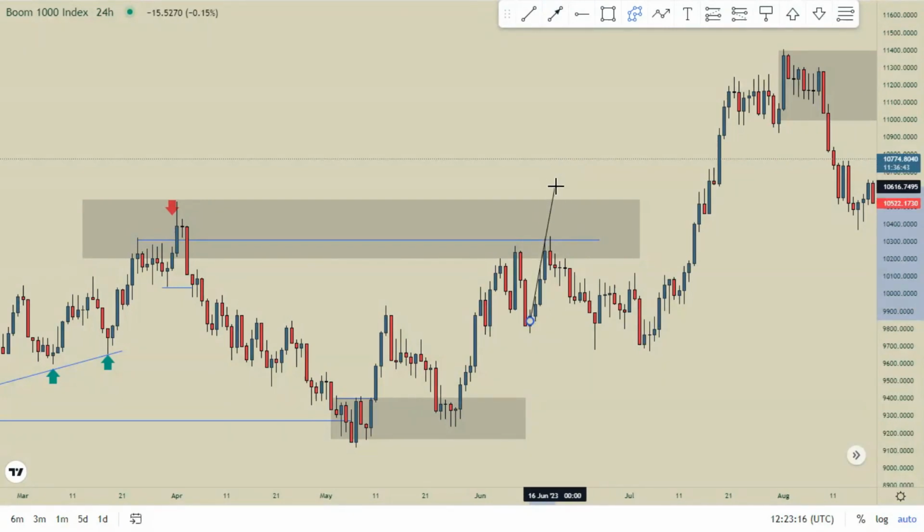Sometimes you may get rejections here, but as you have your zone, you'll be waiting. Sometimes if it goes there, it may get rejections, but still it will come back into your zone, and then it will do a proper move. Let's say it does something like that.